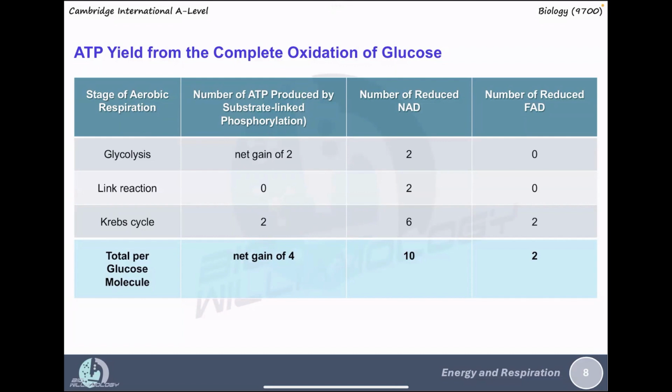So if you look at this figure, 10 plus 2, there is a total of 12 molecules of reduced NAD and reduced FAD. And this corresponds to the 12 hydrogen atoms available in a glucose molecule. So now we want to know how many ATP can be produced through oxidative phosphorylation.